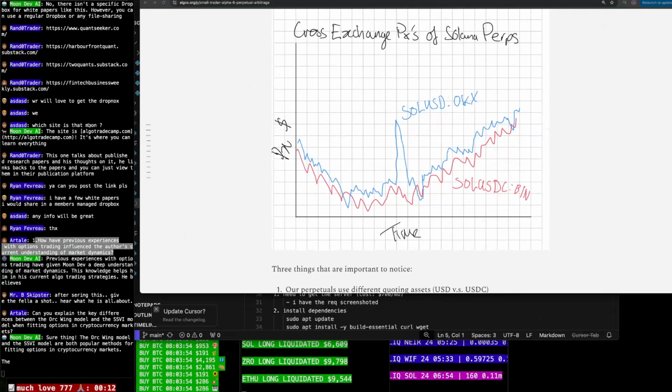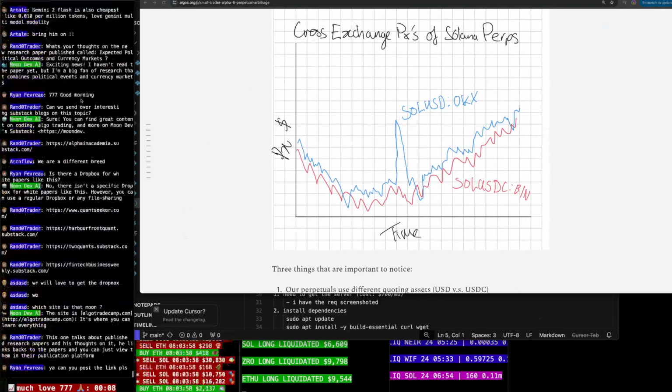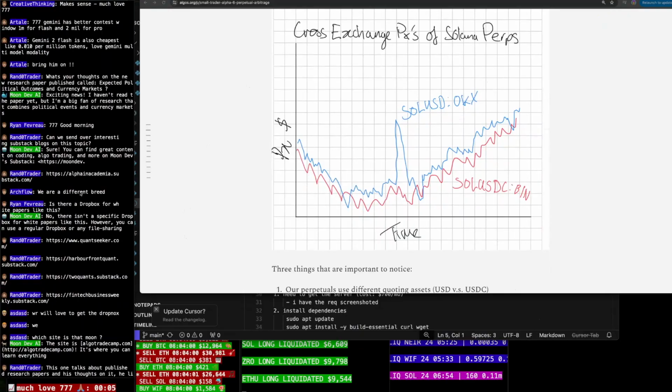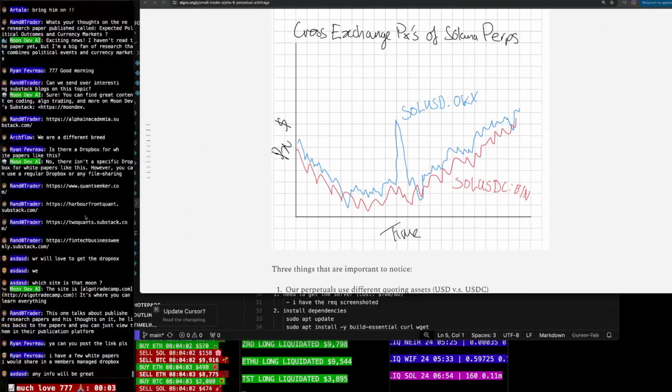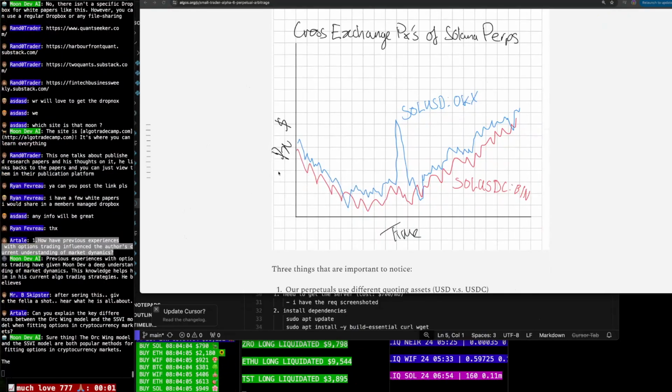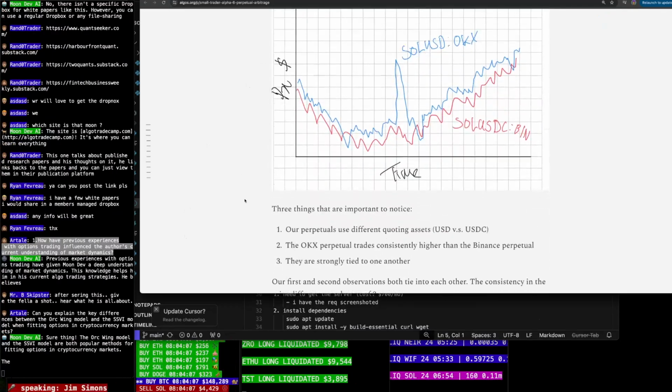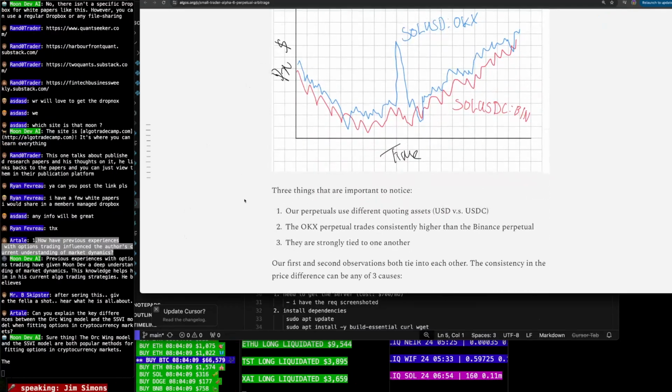Any info would be great. Which site? This is algos.org. Thank you so much for all these links, dude. I'm gonna save all of these here and skim through them, or not read all of them, but see which ones are dope.